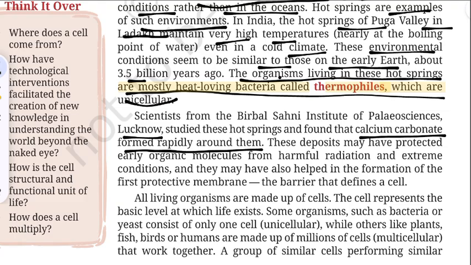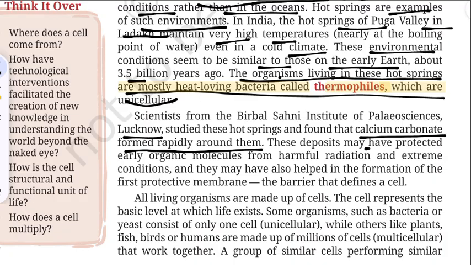Look, the hot spring, the bubbling hot spring. Around the hot spring, this calcium carbonate gets formed rapidly.